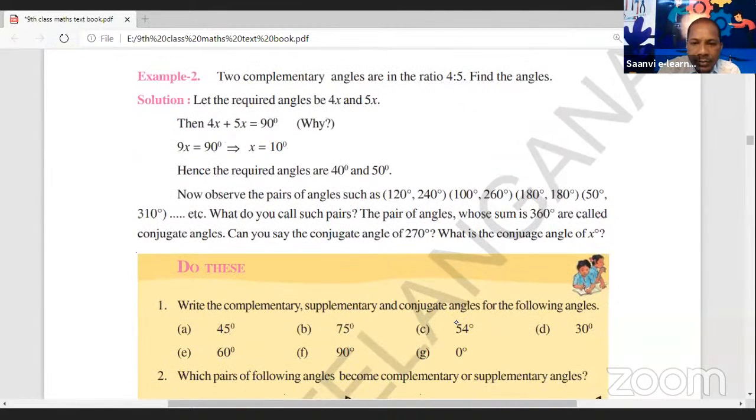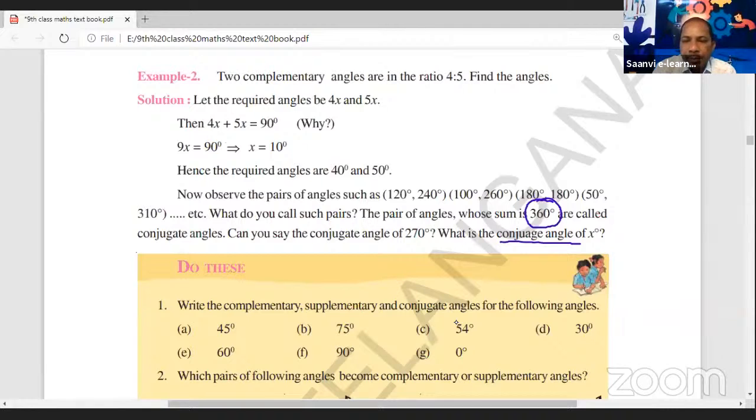Next, conjugate angle. What is a conjugate angle? A conjugate angle is nothing but when the sum of the angles is equal to 360 degrees. If the sum of the angles is equal to 360 degrees, those angles are called conjugate angles. So these three you have to remember, children.